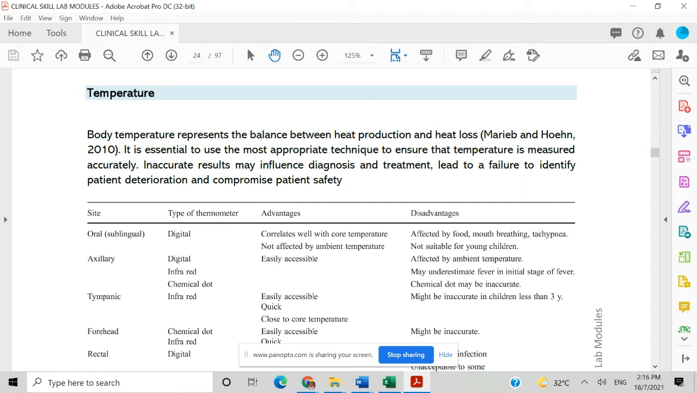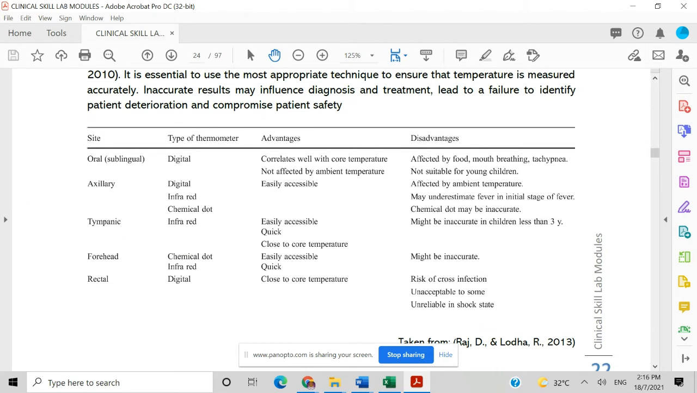In my lecture, you can see the factors that affect the vital signs. One of them is physical activity, which can also elevate temperature. So please do read the factors affecting the vital signs, not just for temperature but for the rest of the vital signs. For temperature, there are different locations for you to measure. Have a look at this table, the advantages and disadvantages of every site and type of thermometer.